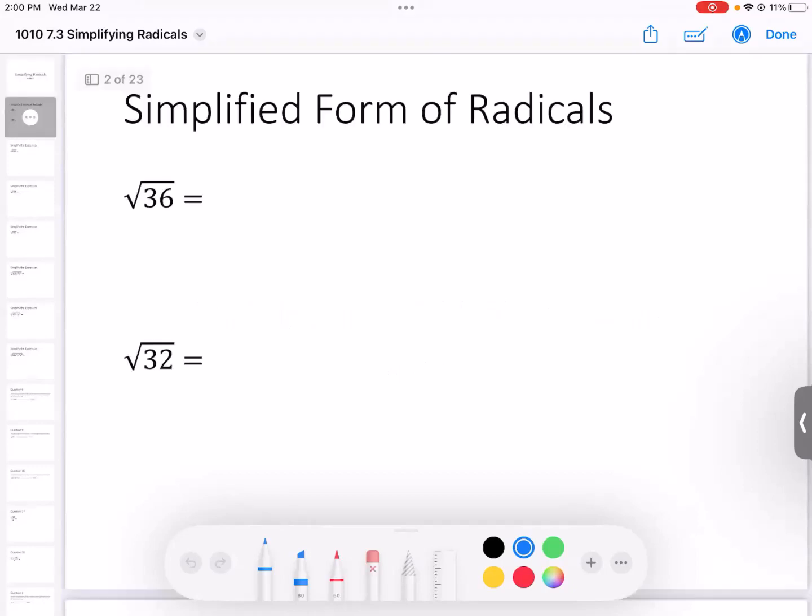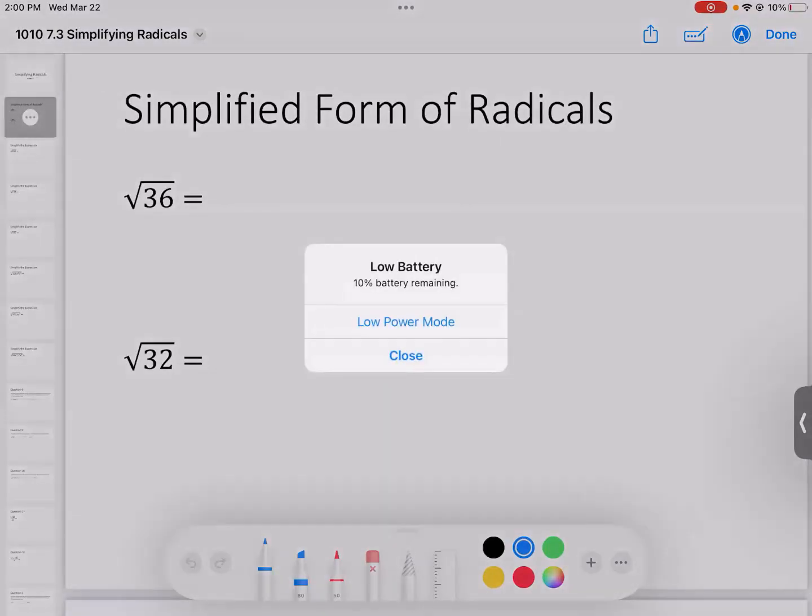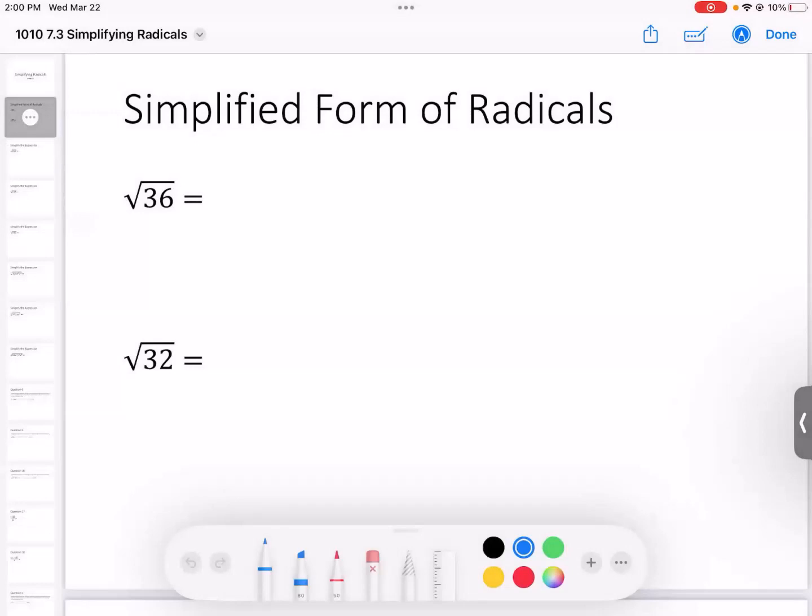So for example, if you were simplifying the square root of 36, what would that equal? Everybody call it out. What would be the square root of 36? 6. Now, the square root of 32 will not simplify to a whole number because there's not a whole number that if you multiply it by itself equals 32. But we can still simplify it. So I'm going to show you how to simplify it by using 36 as an example. So we already know the answer is 6.